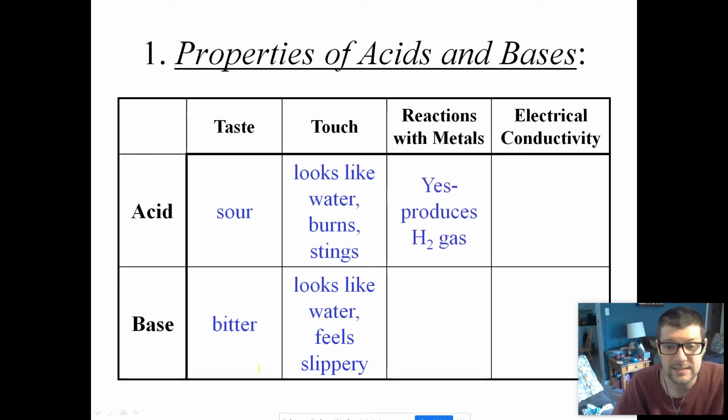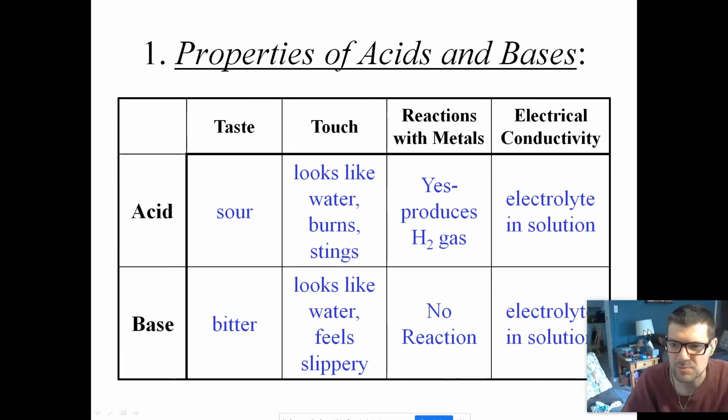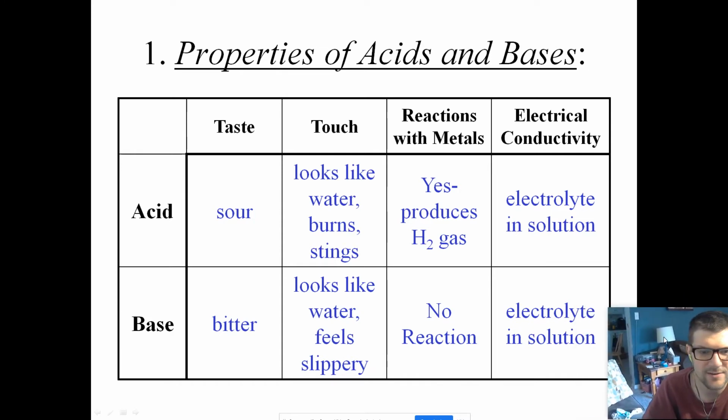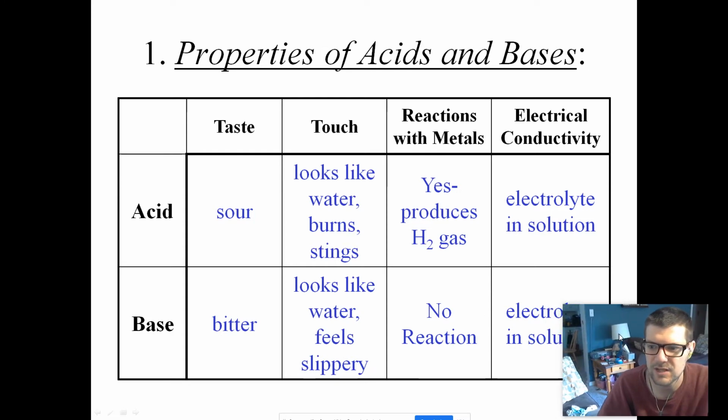Another key thing, and this is a test we do in a lab in class, is that acids will react with metals while bases will not. When they do react, it's a replacement reaction where you get hydrogen gas coming off. And acids will act as an electrolyte in solution, but so will bases. So that right there is not necessarily an indicator. Both acids and bases tend to dissolve and become electrolytes.